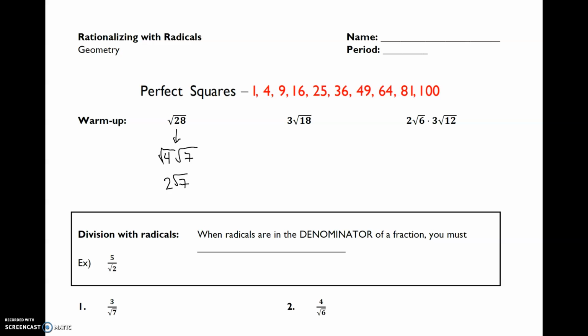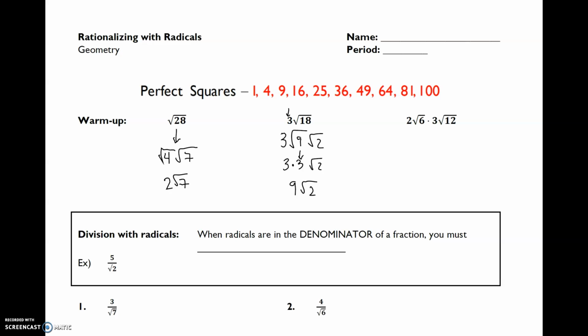3 square root of 18, well 18, the largest perfect square that divides 18 is 9. Now we get this extra 3 out front. Don't forget about the original 3 that was right there. And we multiply those numbers when they're outside of the radical. So we get 9 square root of 2.